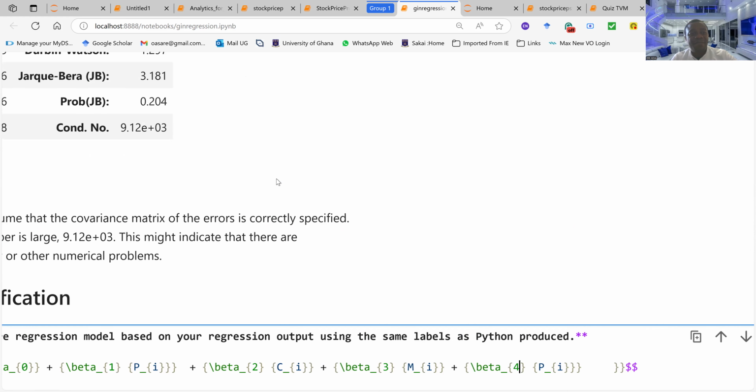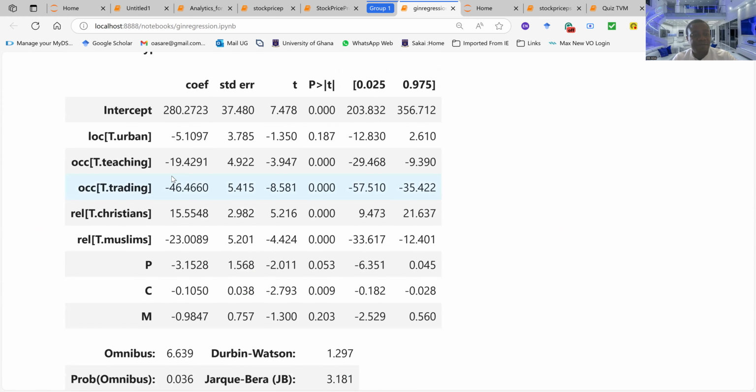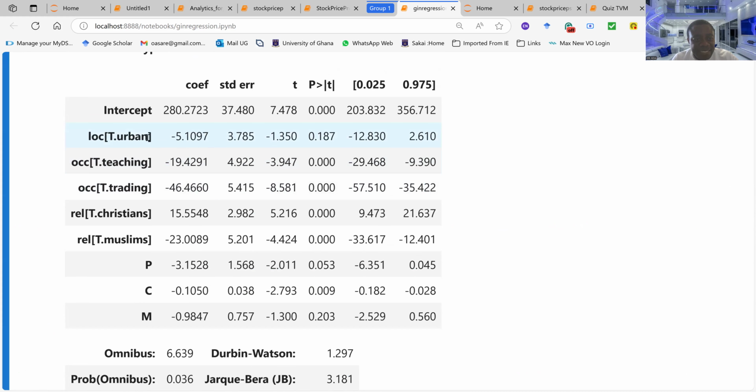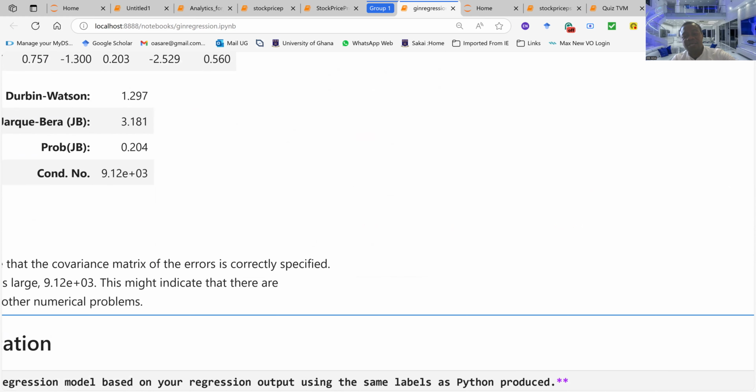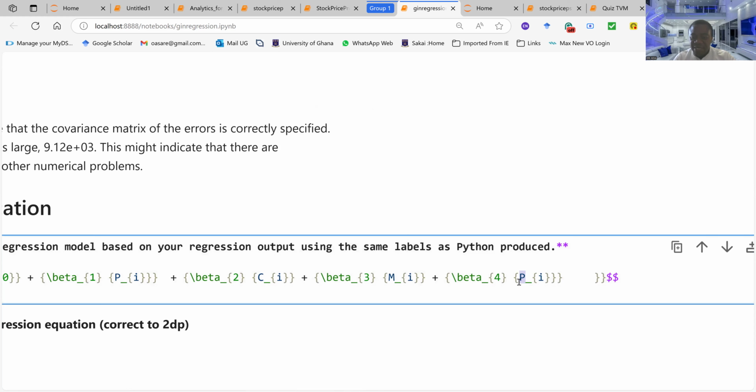The next variable is location. And watch how it is. This is where you got to be careful. You just have to copy exactly what is here, exactly as it is in the Python result. Don't change it. And then come down here and replace that whole thing with this value here. If you change it, everything is wrong. So that is log T urban, whatever it is. You put it here exactly as it is.